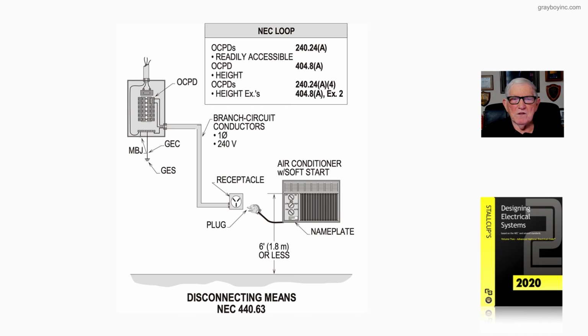But all this is saying is the controls in this illustration can't be over 6 foot from the finished grade. And then the attachment cap along with the receptacle could be used as a disconnecting means in accordance with 440.63, and that's what this figure 19-25A is illustrating.